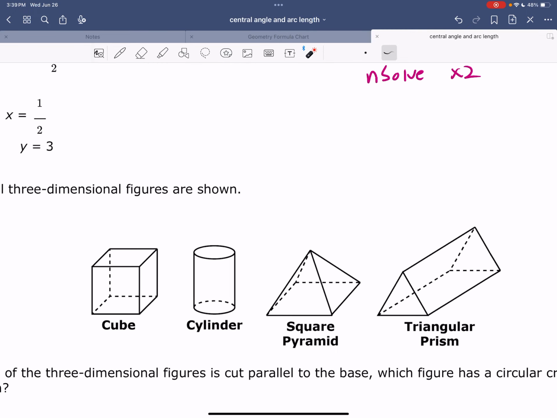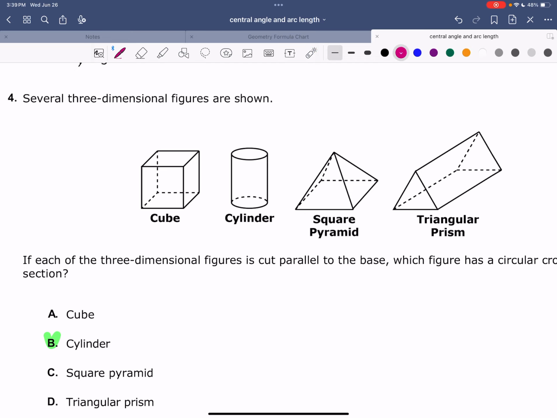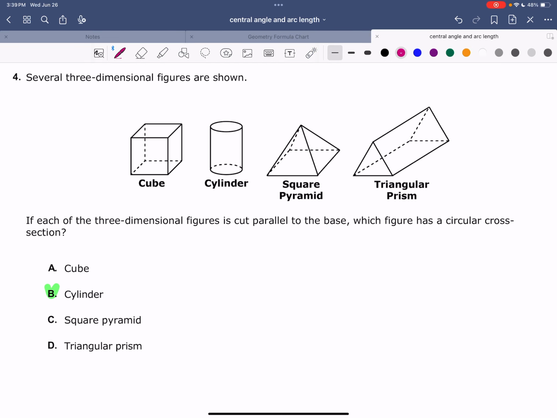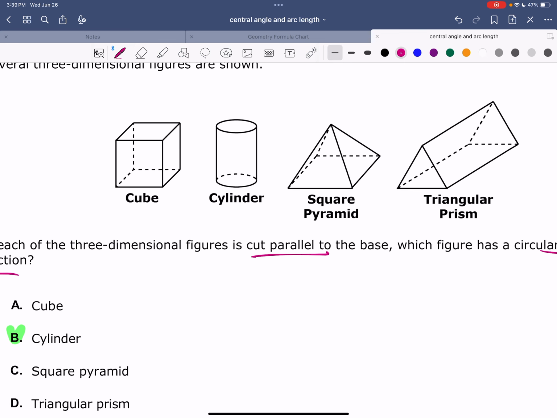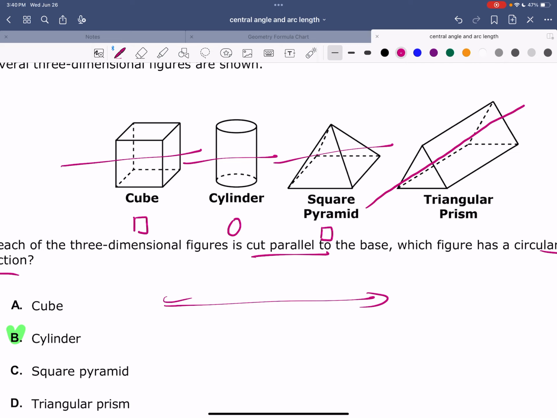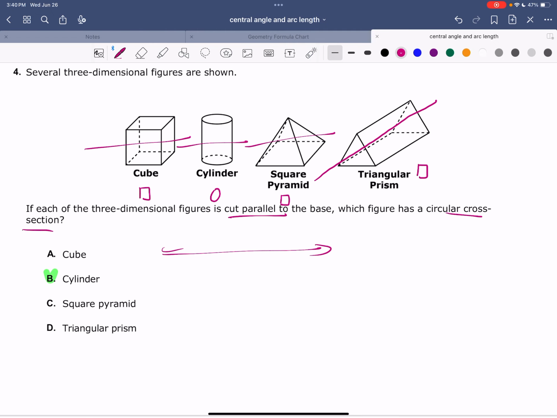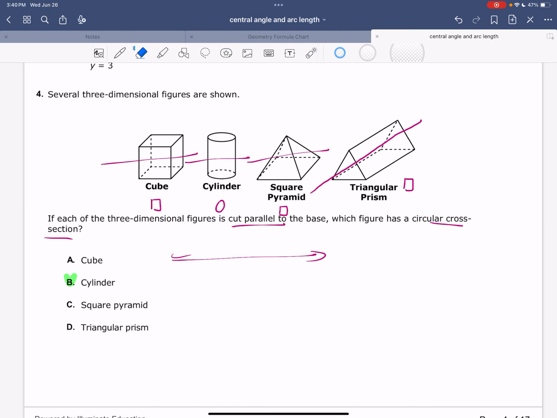So question number 4. It says, in this figure, which figure has a circular cross-section, right? If you cut it parallel to the base, that means you're going to cut it horizontally. So let's cut horizontally. This is going to be the rectangle. Cylinder is going to be circle. Square pyramid is going to be rectangle. This one, I have to cut it like this because those are the base. And this is going to be a rectangle. So out of this, cylinder is the only one that has a circular base, okay? So the answer is B.